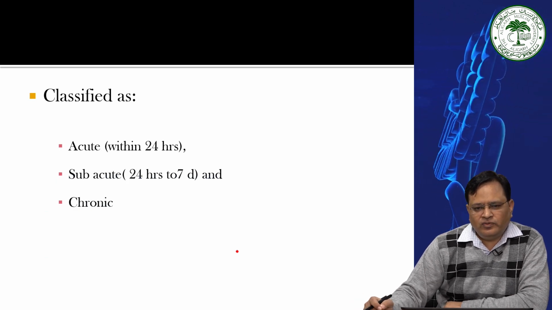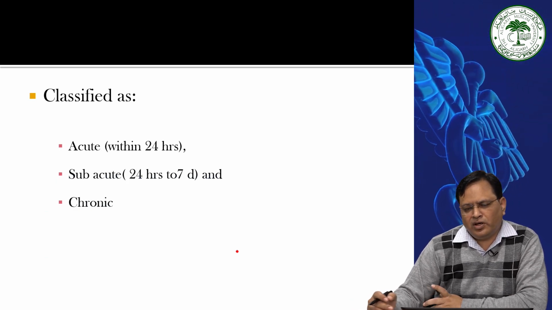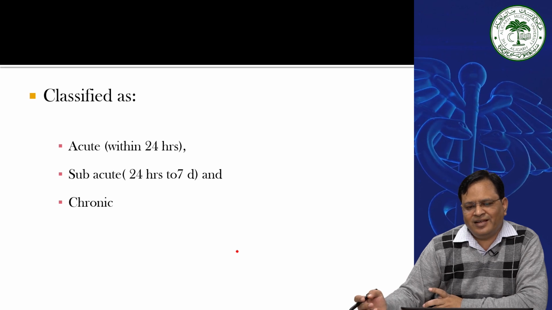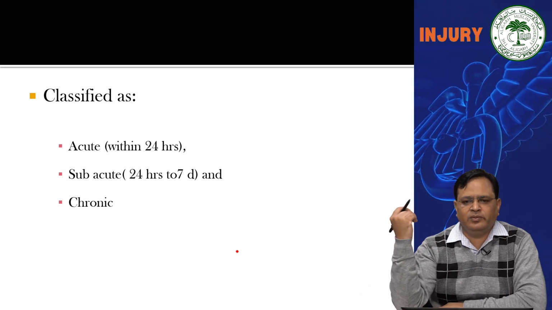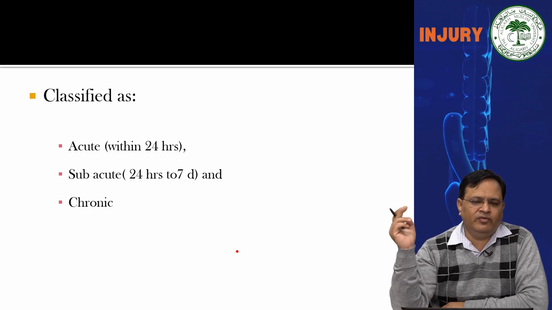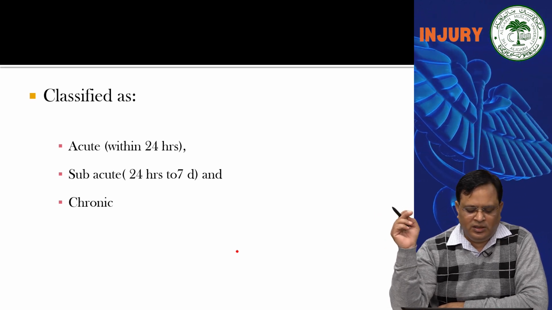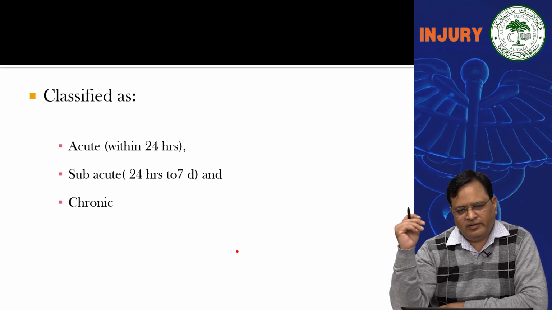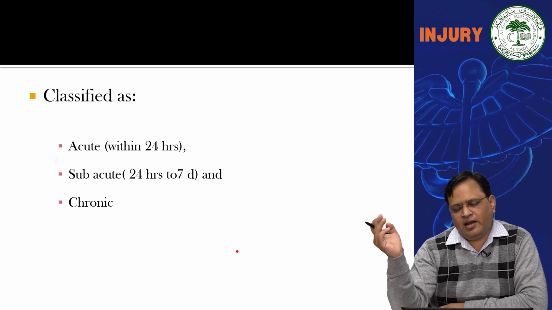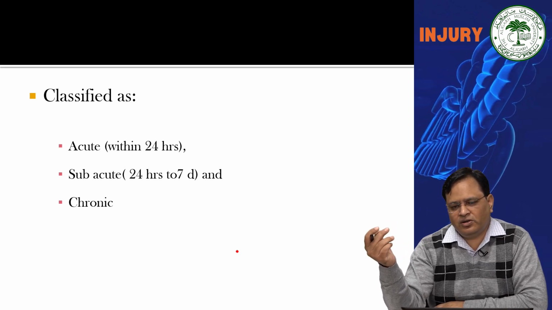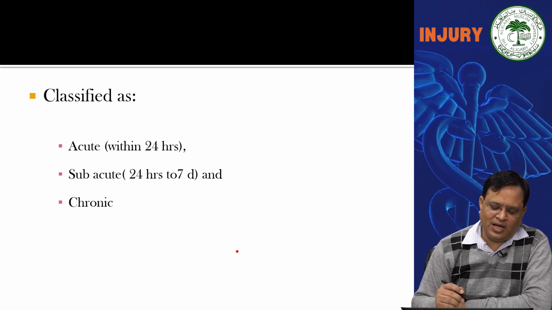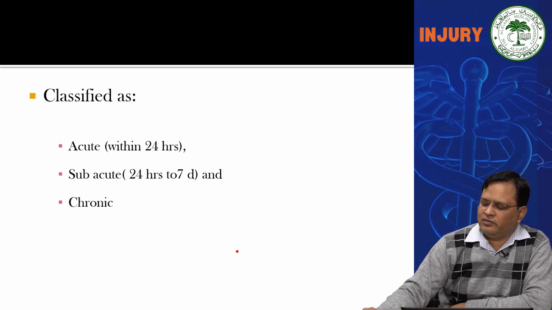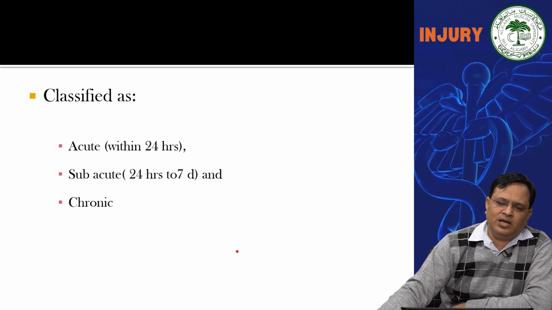It is classified as acute within 24 hours, subacute 24 hours to 7 days, and chronic. There are chances that a person may develop subdural hematoma but with no features. In subacute, the person may have damage and can present within 24 to 72 hours, or 7 days, with some symptoms, and in acute within 24 hours with symptoms into the emergency department.